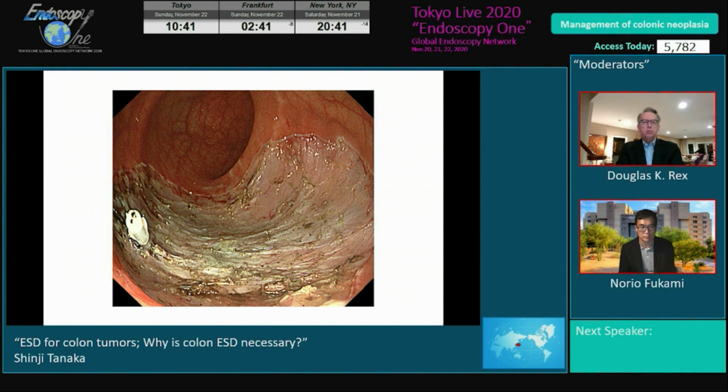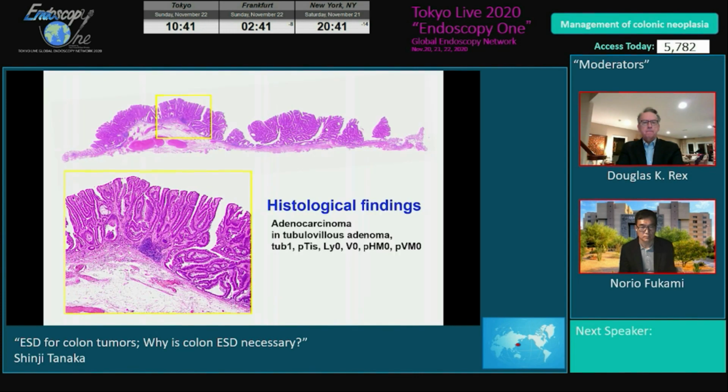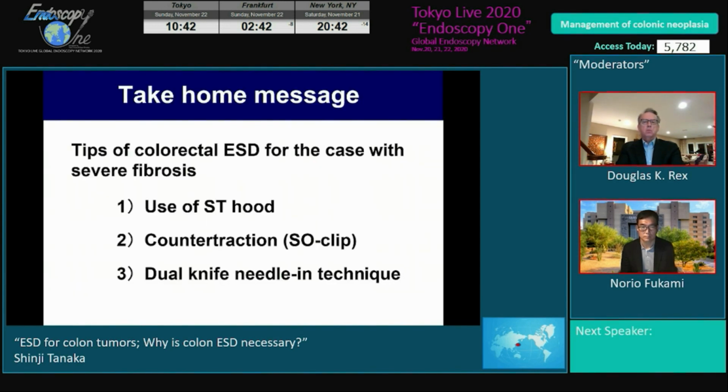This is ulcer bed after ESD. This is resected specimen. This is histological findings of resected specimen. This is intramucosal adenocarcinoma in tubulovillous adenoma. In Western country, severe dysplasia. In summary, tips of colorectal ESD for the case with severe fibrosis are as follows: use of ST hood, counter traction by SO clip, and dual knife needling technique.